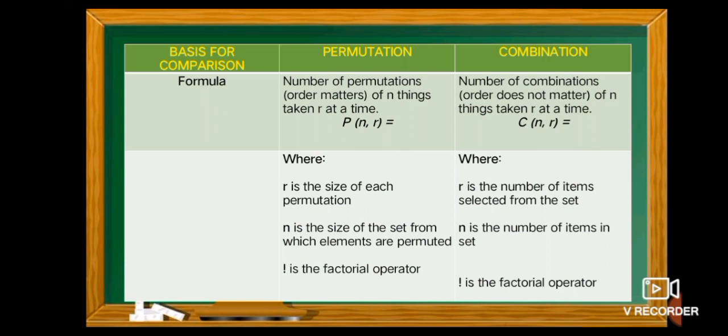While the formula for combination is C(n, r) equals n factorial over (n minus r) factorial times r factorial. R is the number of items selected from the set, n is the number of items in the set, and the exclamation mark is the factorial operator.